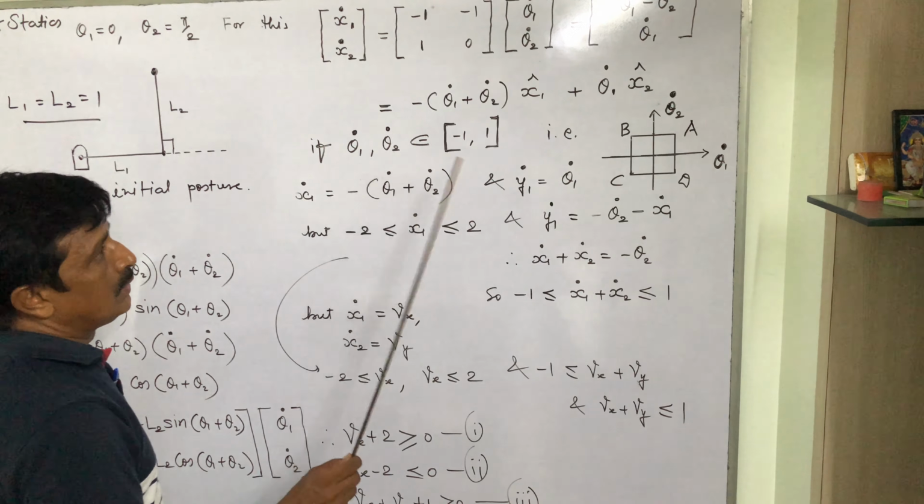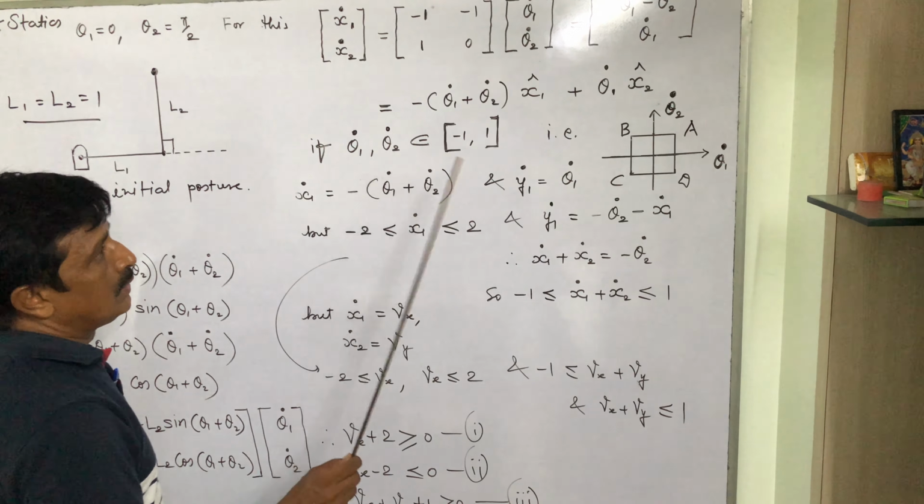See here. Theta 1 dot square plus theta 2 dot square is 1. But theta 1 dot is vy, so vy square. Theta 2 dot is this square, but minus 1 square is plus 1. So vy square, expanding this, vx square plus 2vx vy plus vy square, which is equal to 1. So rearranging and adding terms, vx square plus 2vx vy plus 2vy square is equal to 1.